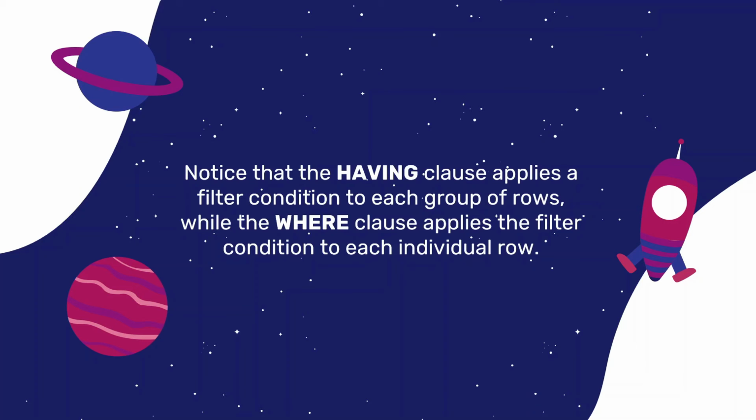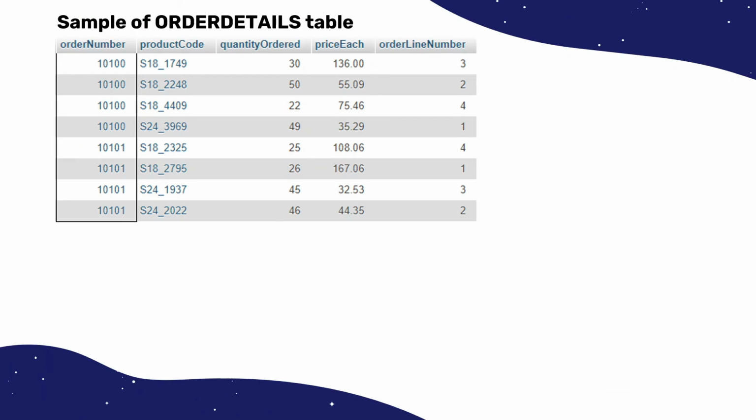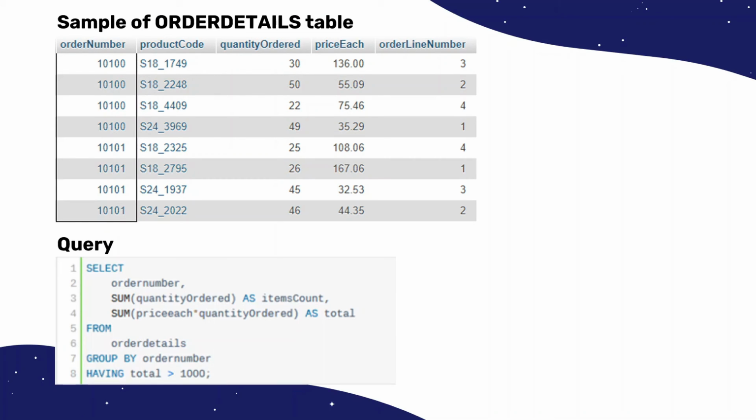So the HAVING clause and WHERE clause are different. And this is an example of using the HAVING clause. For example, we have the order details table as shown in this image. The columns of the order details table are order number, product code, quantity ordered, price each, and order line number. And then we use this query to select the order number, sum of quantity ordered as items count, so this is the alias name, and then sum of the multiplication of price each and quantity ordered as total.